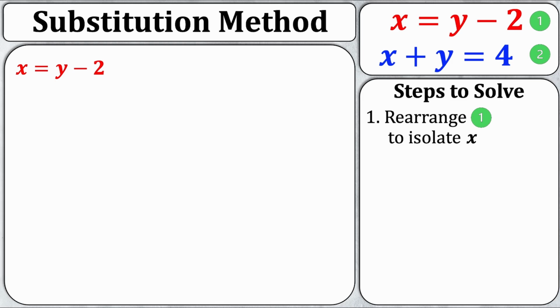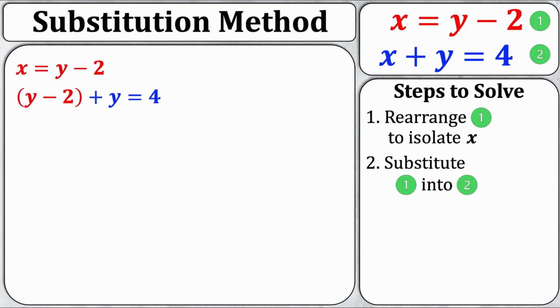And the second step is to substitute equation 1 into equation number 2. So currently x is equal to y minus 2. So in equation 2, instead of writing x, I'm going to write y minus 2 in its place. So that gives me y minus 2 plus y equals 4. Instead of x, I've written y minus 2, because x is y minus 2. Well, now I have one variable and an equal sign, and I can now do step 3, solve for y.